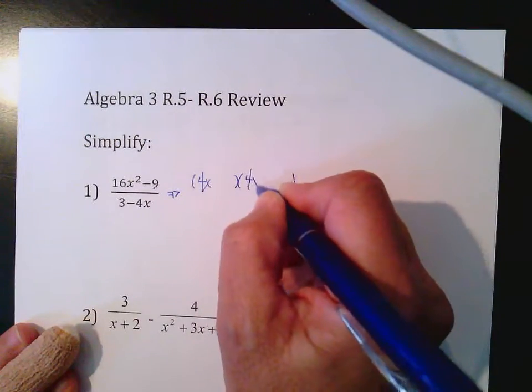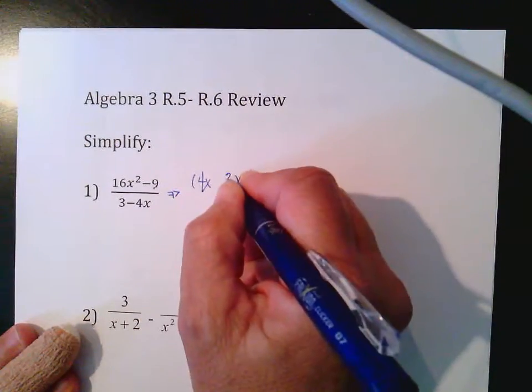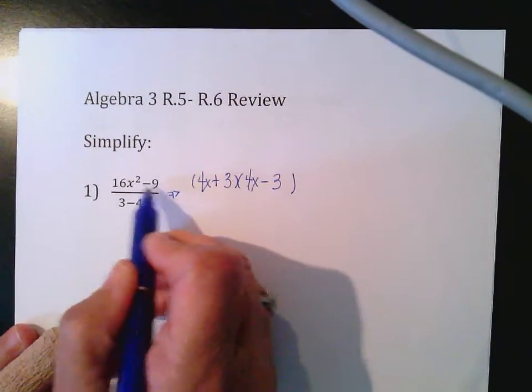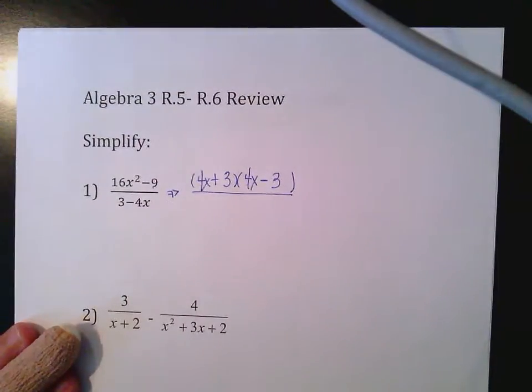That goes at the beginning of both parentheses. The square root of the second term goes at the end of both parentheses. And then one's plus and one's minus. And that's only if you have a difference of two perfect squares.